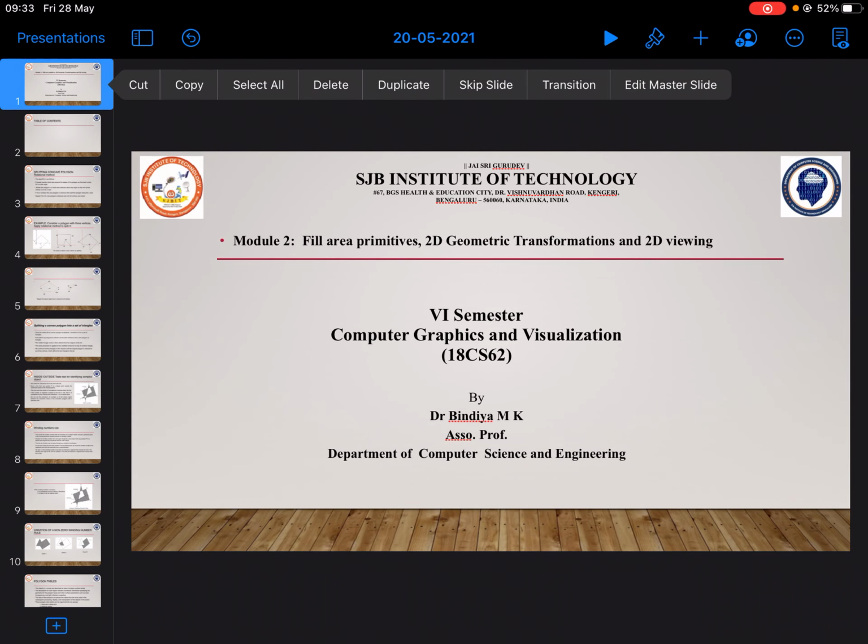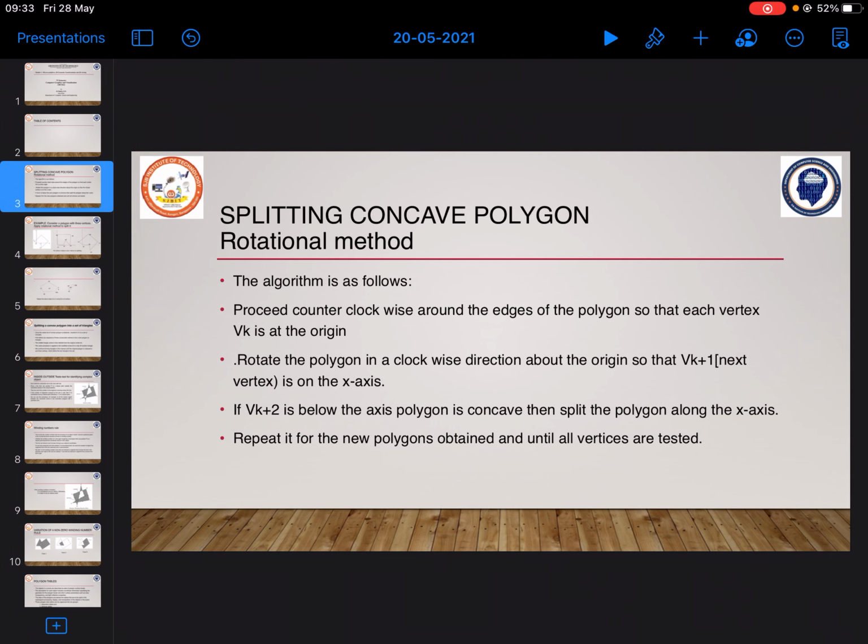Good morning, students. Today's session will move on to how to split a concave polygon. In order to split a concave polygon, one method, the rotational method, is used. The algorithm is as follows.